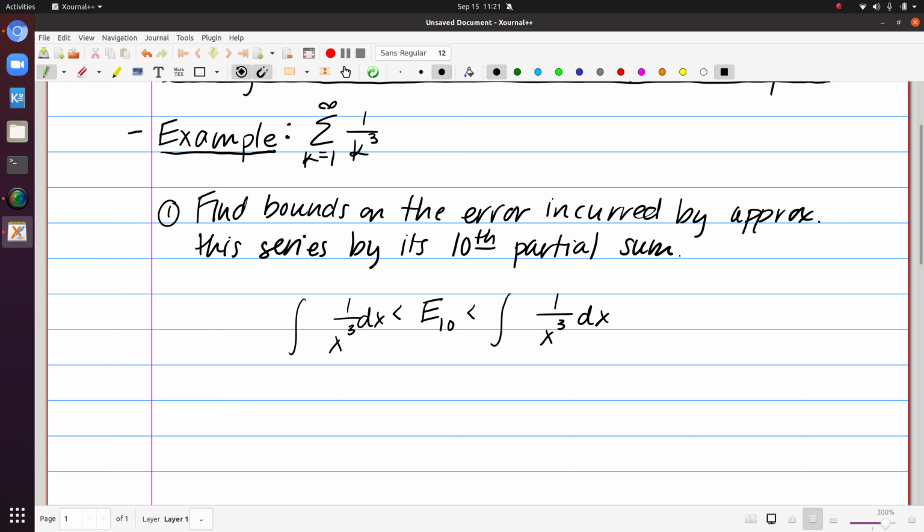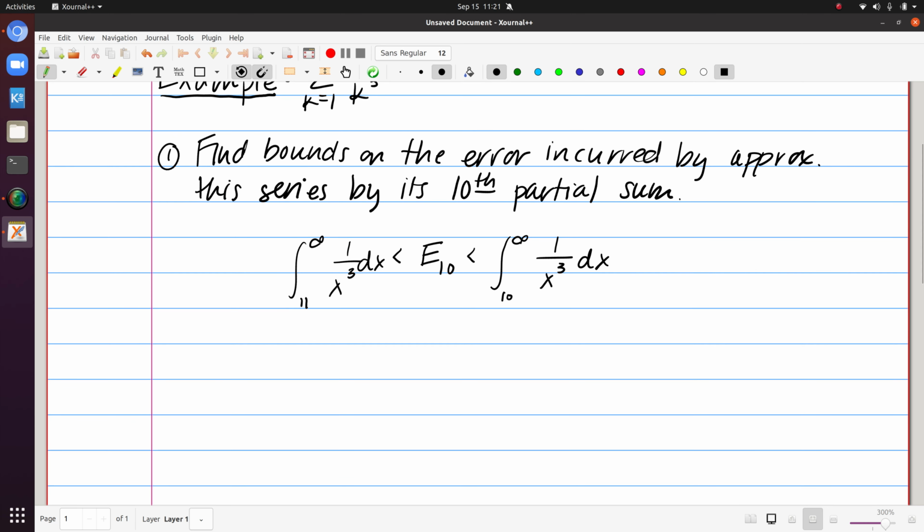In order to get a lower bound, if we're using the 10th partial sum, we saw that we put 10 plus 1, or 11, as the lower limit of integration. And on the upper bound on the error, we use 10, which is the end value. And both of these we integrate up to positive infinity. So what I need to do here is evaluate these integrals.